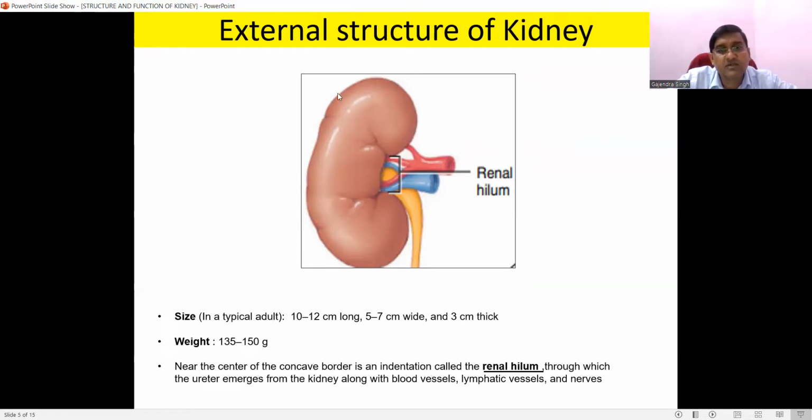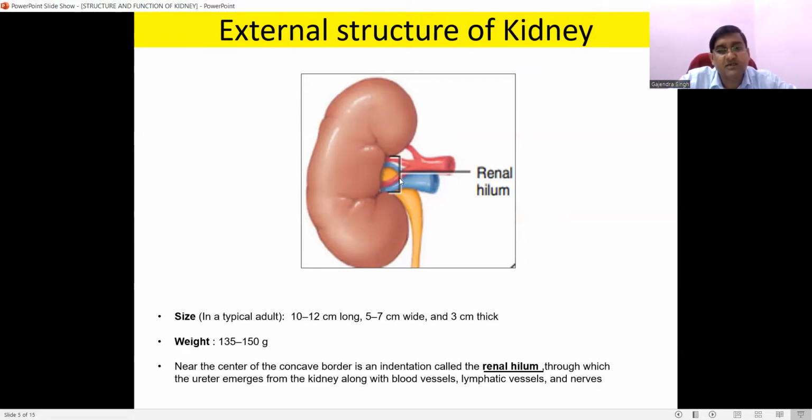Then, if we see the external structure of the kidney, we can see clearly that there is a convex surface of the kidney, and on the other hand, there is a concave border, and this concavity is known as the renal hilum. This renal hilum provides space for the renal artery, renal vein, and the ureter along with nerves and lymphatic vessels. So these come out from the renal hilum.